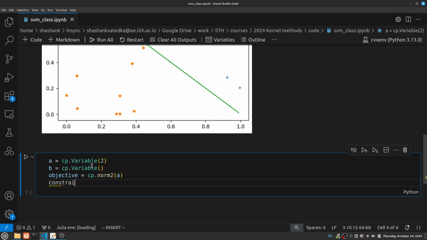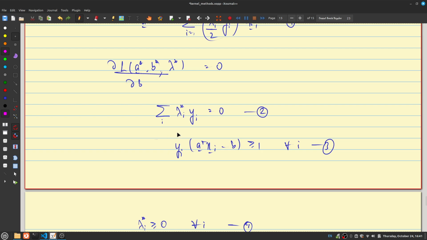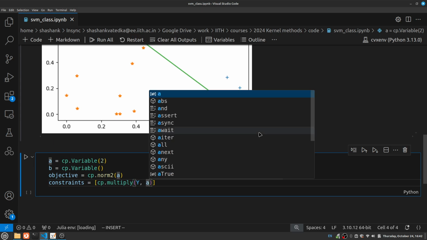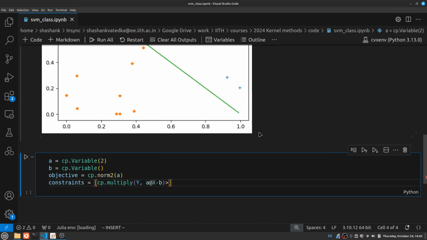Then I need the constraints. The constraints are that y_i times (A transpose x_i minus b) should be greater than or equal to 1. So the element-wise product of the y vector along with A times the x vector minus b should be greater than or equal to 1.